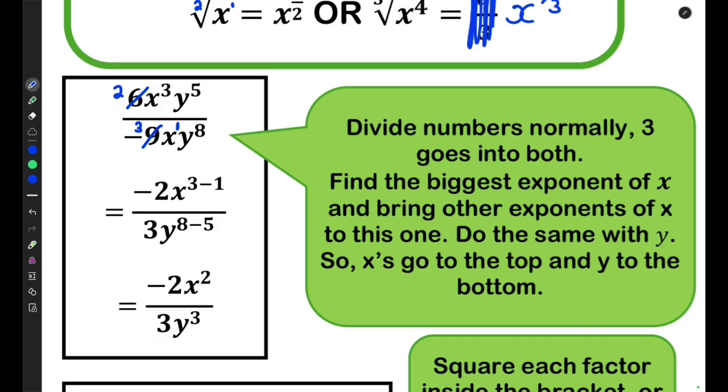And if I move something in a fraction, it's law 2 of exponents. I'm dividing, and then I'm going to put a minus in front of that exponent. That's why this becomes x to the power 3 minus 1. If I look at the y's, the 8 is bigger than the 5, and that's why I'm taking this y to the power 5.